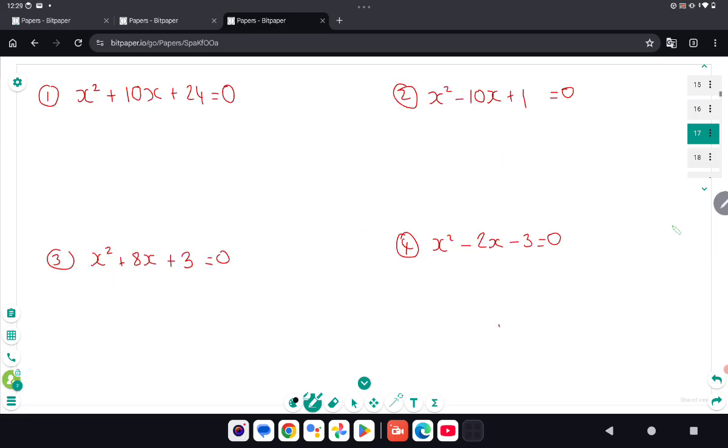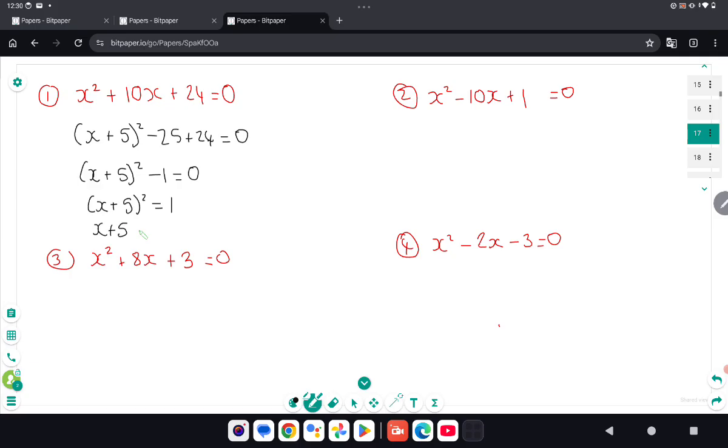Okay, have a go at these 4 questions. Put me on pause and press play when you're done. Half the x term, which is 5. 5 squared is 25, so we need to take off that 25. Let's simplify. Minus 25 plus 24 is minus 1. Add 1 to both sides. Square root both sides. And again, square root of 1 is 1.